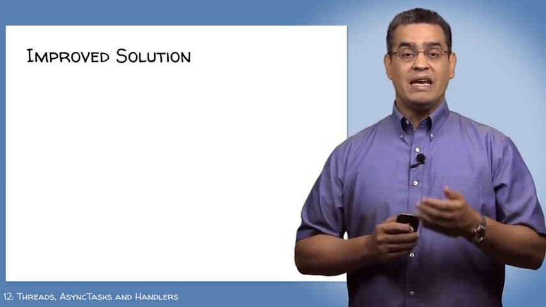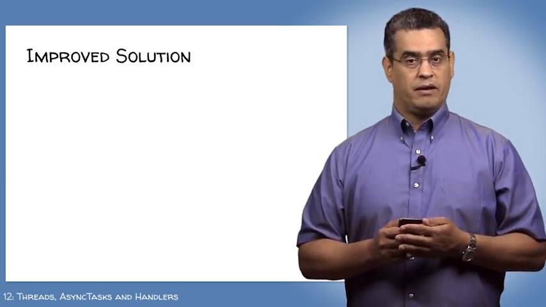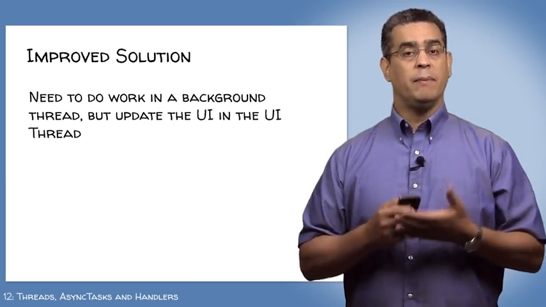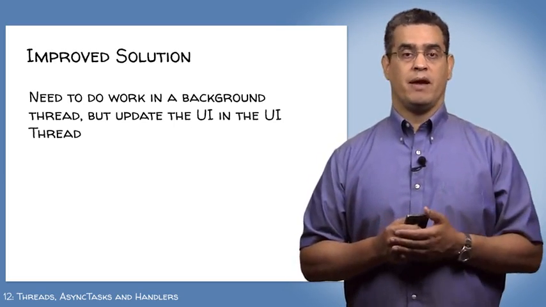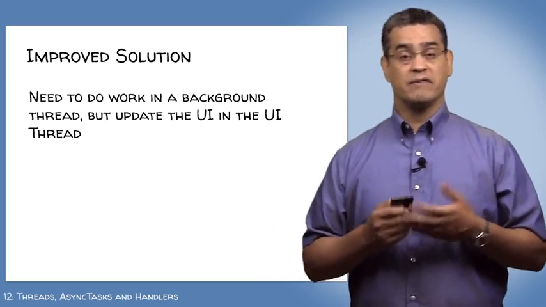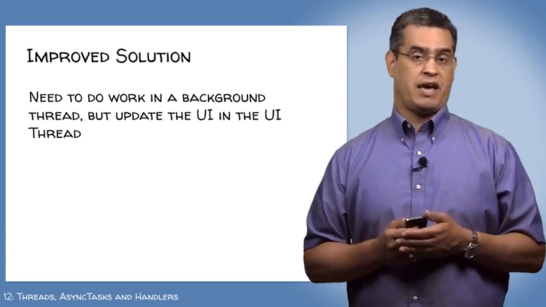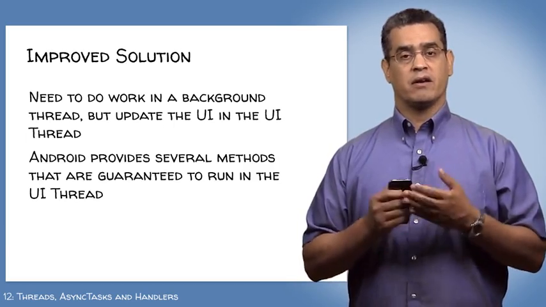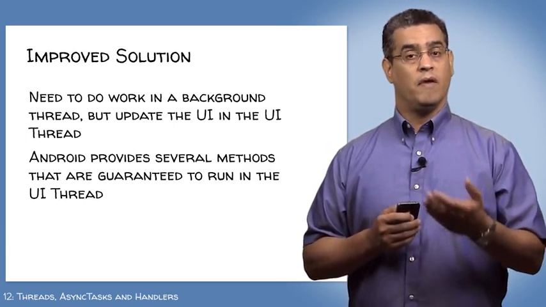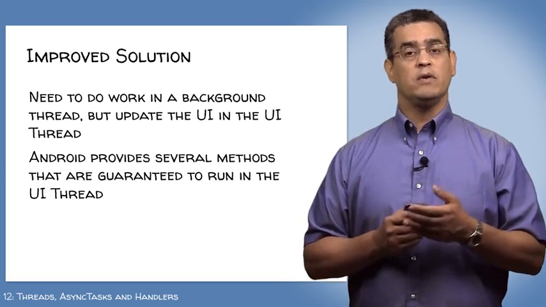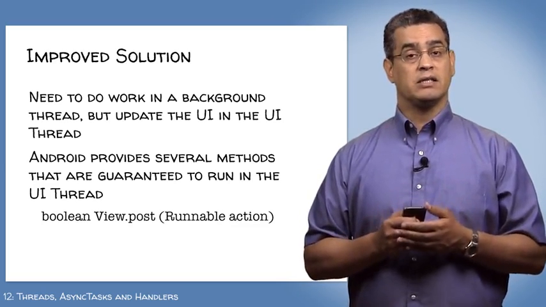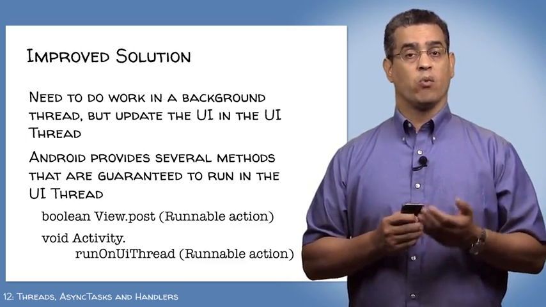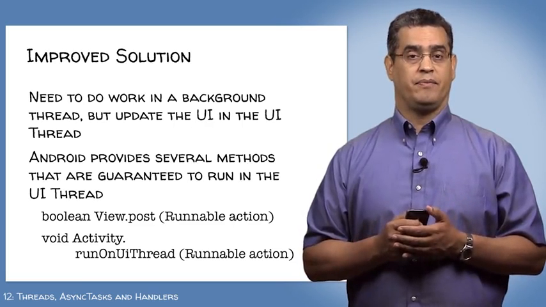So, we need to do work in a background thread, but when that work is done, we need to do the UI updates back in the UI thread. And Android, in fact, gives us a bunch of ways to do just that. In particular, Android provides several methods that are guaranteed to run on the UI thread. Two of those methods are the view class's post method and the activity class's runOnUiThread.